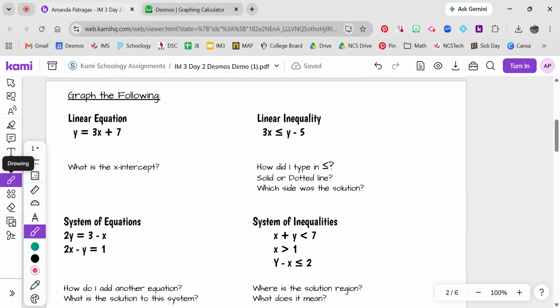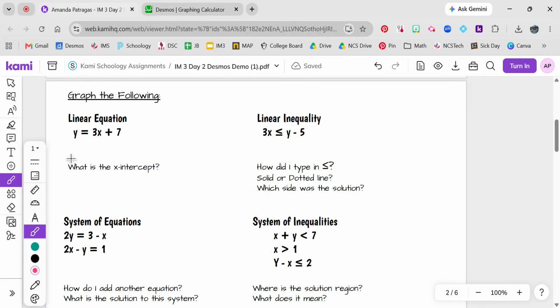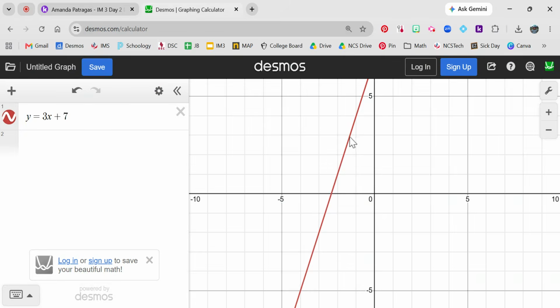So first we're going to start off with linear equations. We're going to go to Desmos, type in that equation, and it's going to pop up just like this. And we were asked to find what is the x-intercept. If you remember, the x-intercept is where our line crosses the x-axis. So right here. And the great thing with Desmos is if you click on the line, the point will come up in gray. If you hover over it, it'll show up, but as soon as you move away, it goes away.